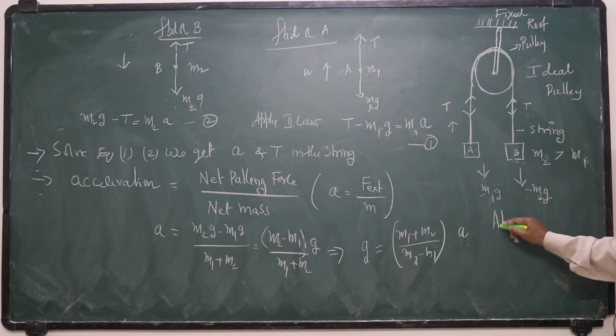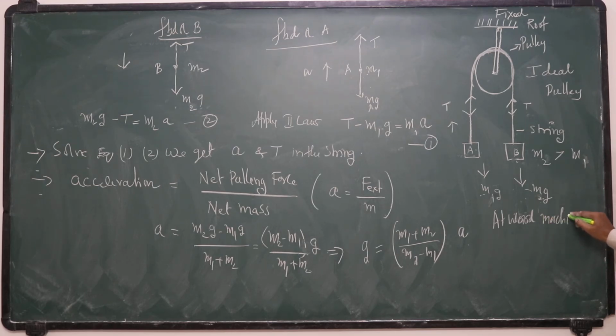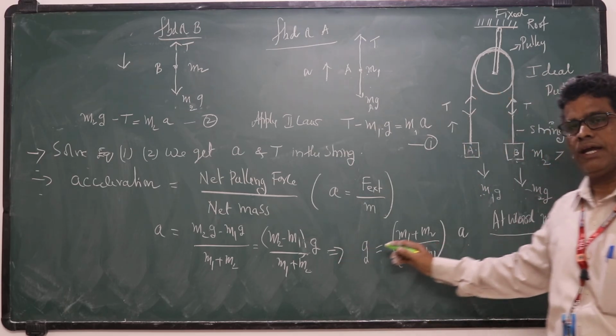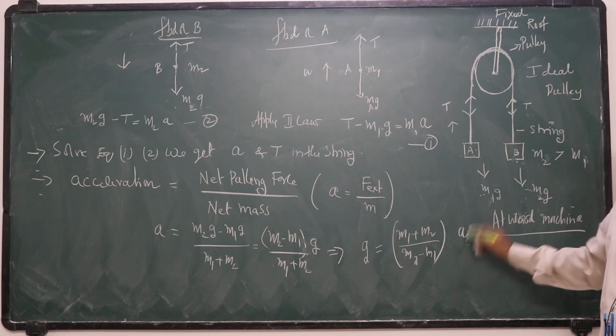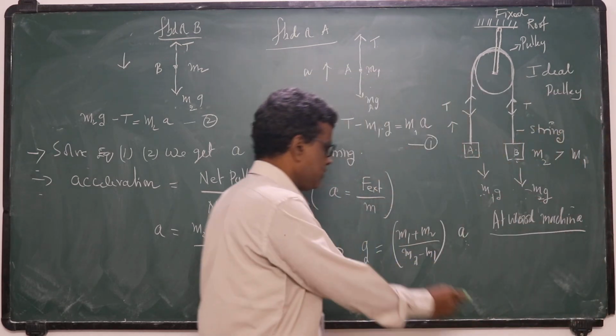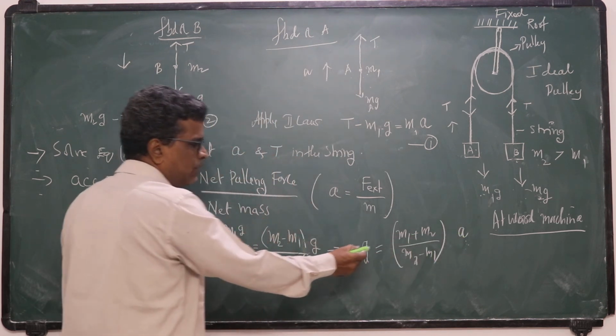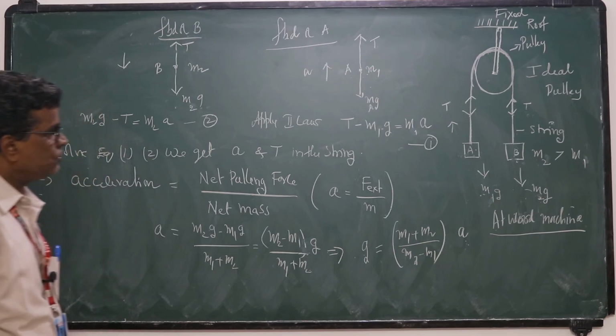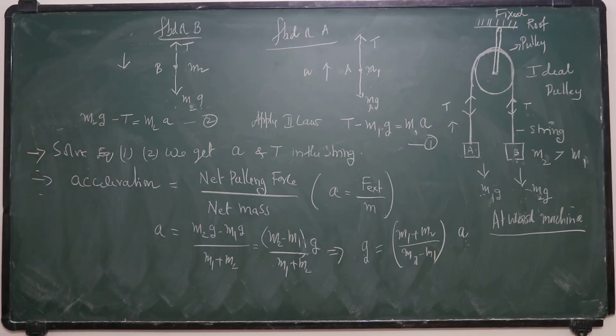This machine we can call as Atwood machine. Okay? Atwood machine. It is used to calculate acceleration due to gravity. By knowing acceleration, and by knowing masses M1 and M2, we can calculate acceleration due to gravity at a place. Okay?